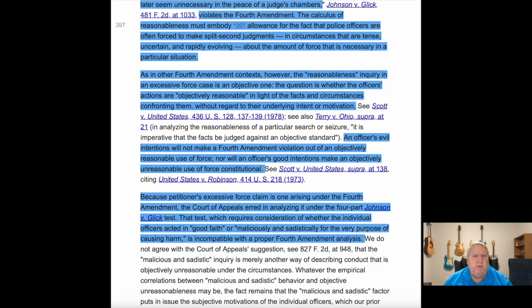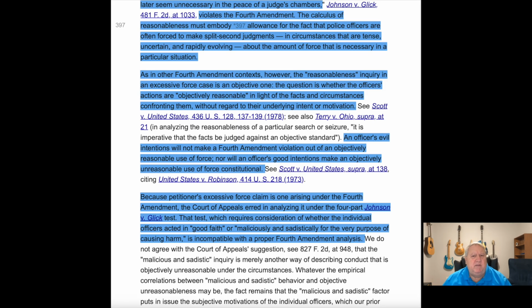In analyzing the reasonableness of a particular search or seizure, it is imperative that the facts be judged against an objective standard. Not what did the police officer think at that time, but what would a reasonable police officer in that situation do? An officer's evil intentions will not make a Fourth Amendment violation out of an objectively reasonable use of force, nor will an officer's good intentions make an objectively unreasonable use of force constitutional. That's the key to this whole case right there, those sentences.